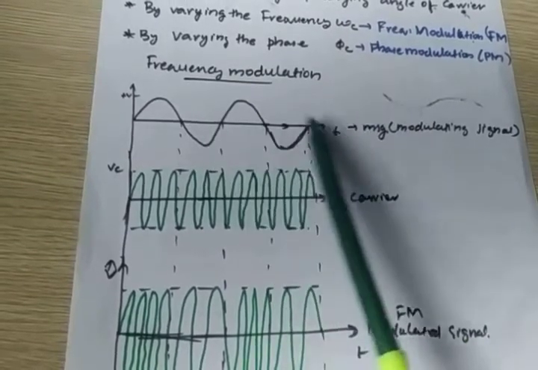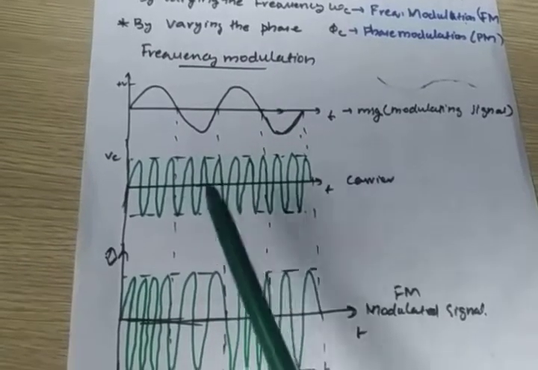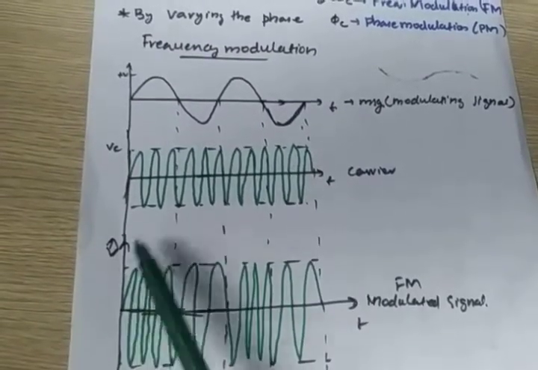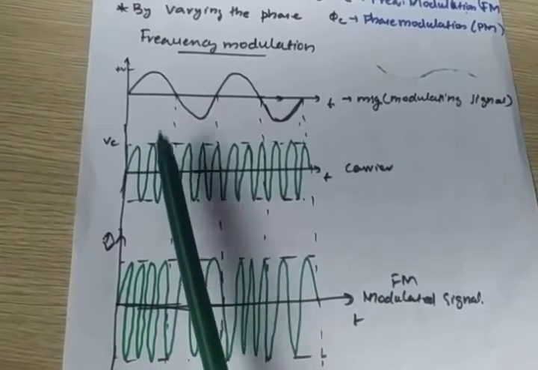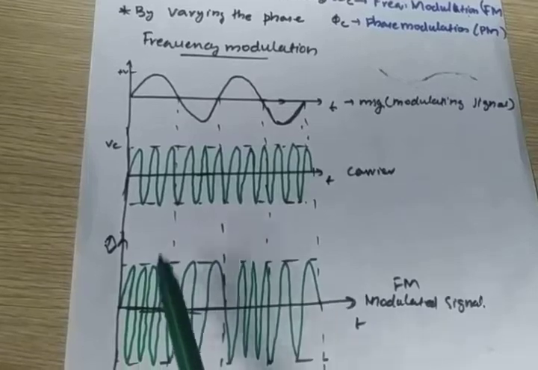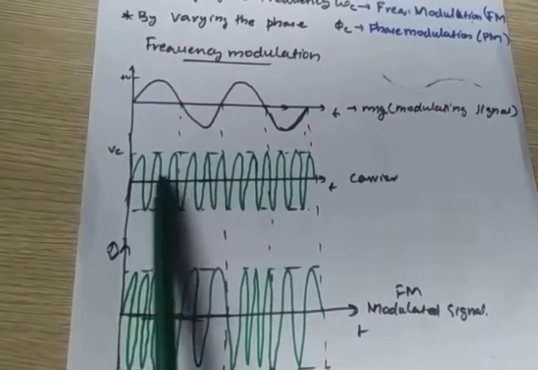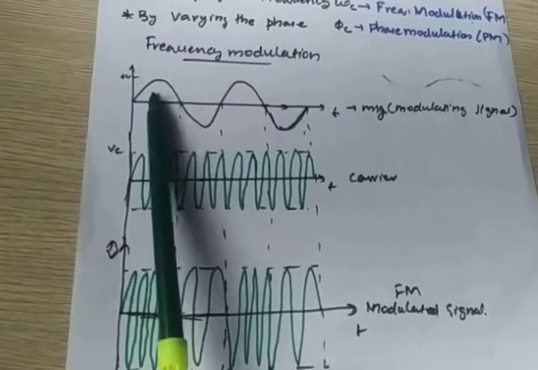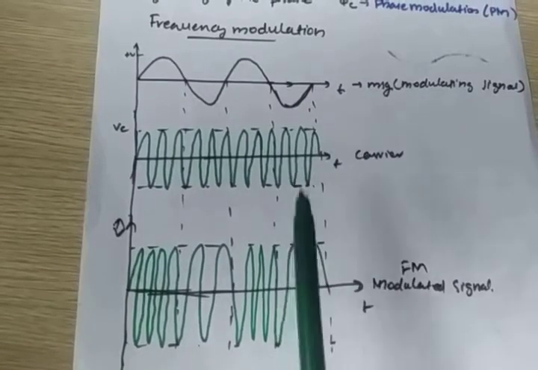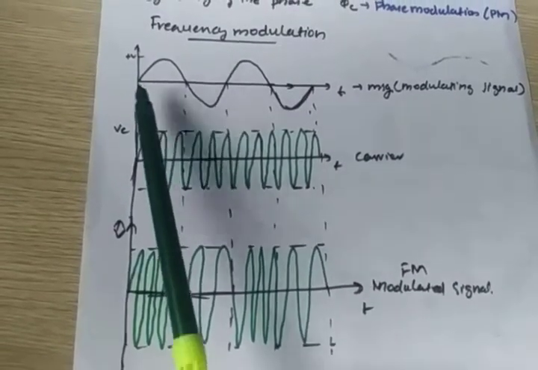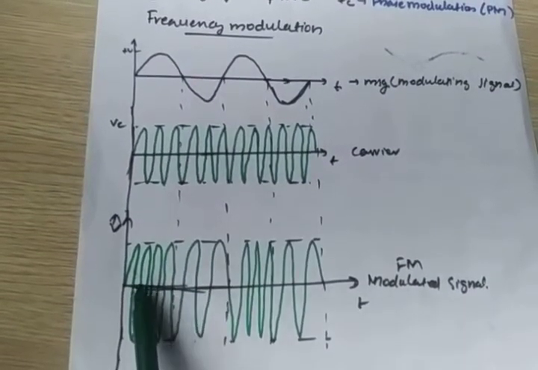In frequency modulation, you know what frequency modulation is. This is the message and this is the carrier. In frequency modulation, the frequency of the carrier is varied in accordance with the amplitude of the message signal. Listen here, the amplitude is increasing, so the carrier frequency is increased in this range. So this is the modulated signal: this is the message, this is the carrier, this is the modulated FM. Look here, as the amplitude increases, the frequency of the carrier is increased.